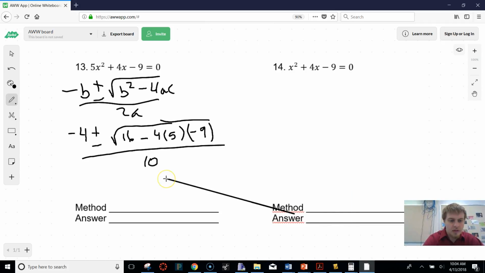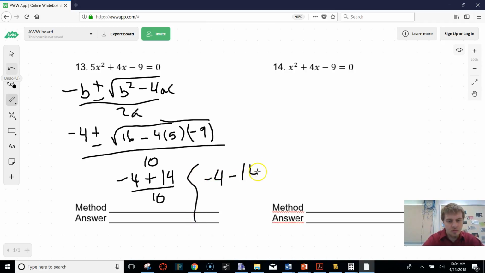So we're going to have negative 4 plus 14, 10 on the bottom, and then negative 4 minus 14 over 10. Because again, we have that plus or minus. When you have plus or minus, you can't do plus and minus at the same time. You need to separate it into 2 separate problems. So this is going to be positive 10 over 10, so that's just a positive 1. And then this will be negative 18 over 10, which is negative 1.8. And those would be my 2 answers.